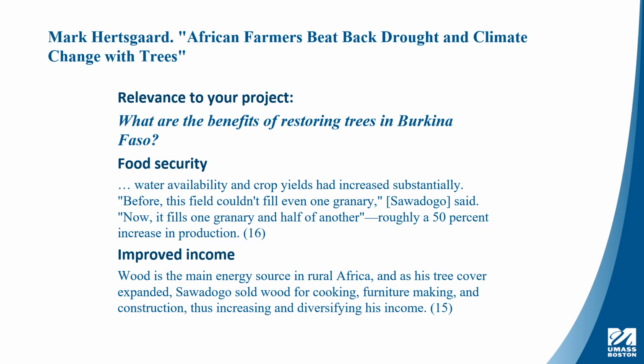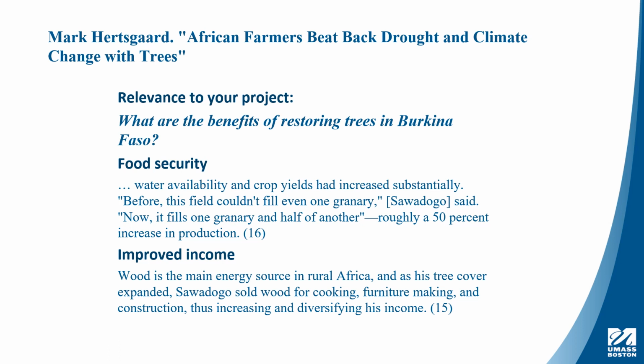Regarding food security, Hertzgard writes, "Water availability and crop yields had increased substantially. Before, this field couldn't fill even one granary," Sourdough said. "Now it fills one granary and half of another," which is roughly a 50% increase in production. For subsistence farmers, this kind of increase in food could mean that they don't starve or die in bad years.